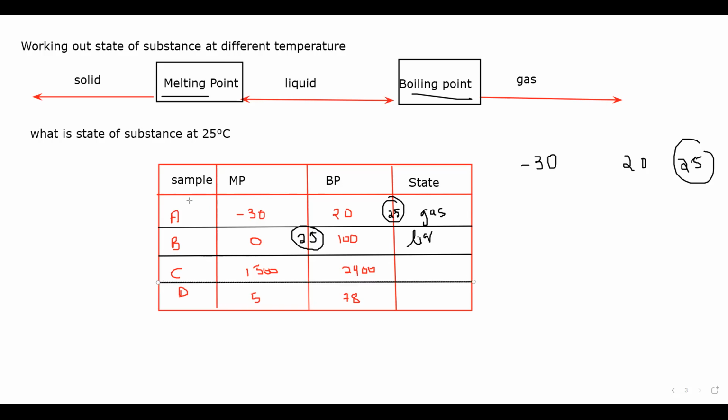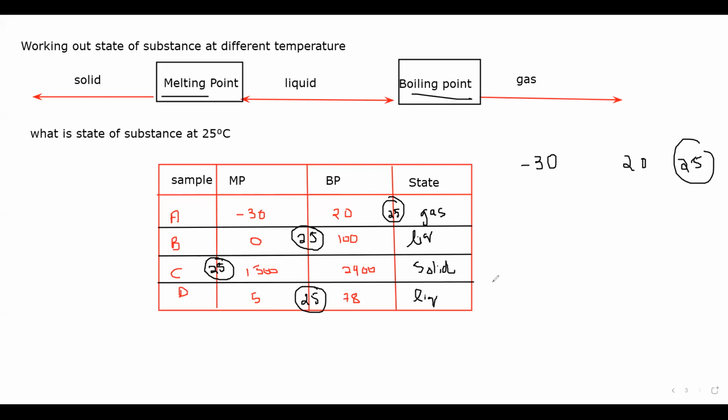Same thing, if we check for sample C at 25, where will the 25 come? It is 1500 and 2900. So 25 will be before the melting point. If it is before the melting point, what will be the state of the substance? It will be a solid. And what about D, 5 and 78? Where will 25 come for sample D? It will be between. If it is between, then what will be the state? It will be a liquid.